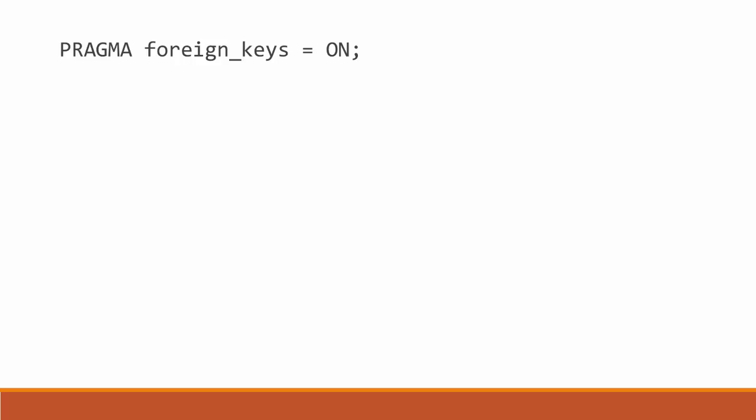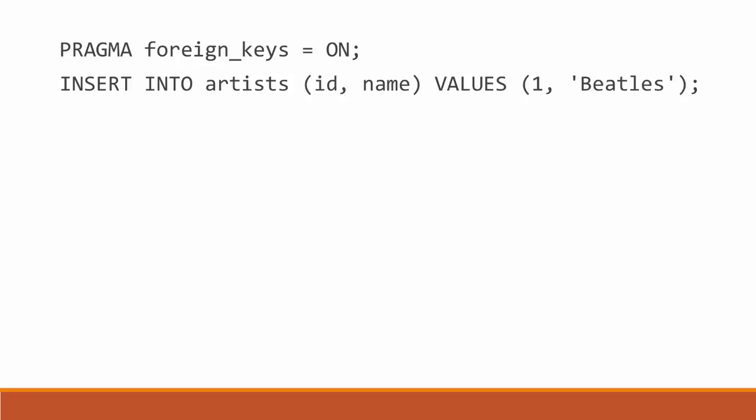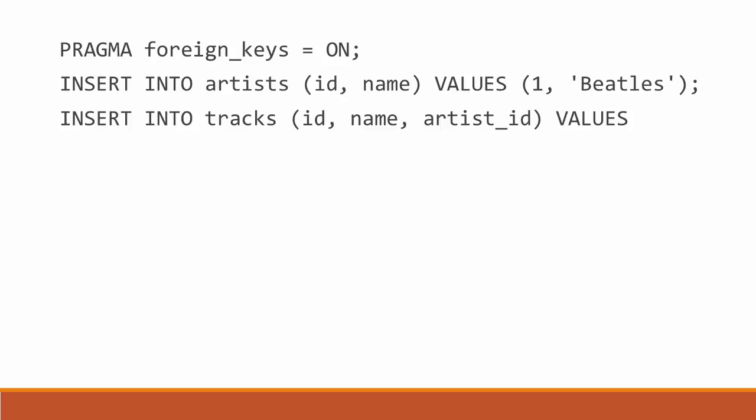So for instance, here, PRAGMA foreign_keys ON, we can insert into artists the values 1 and Beatles, and now we can insert tracks into our table. So the first value here, 1, Jingle Bell Rock, null, that's okay because null is always acceptable as a foreign key.